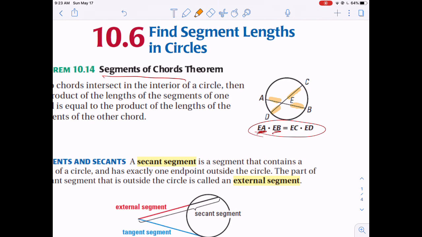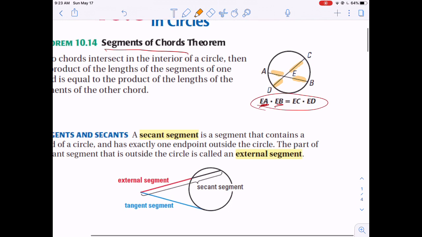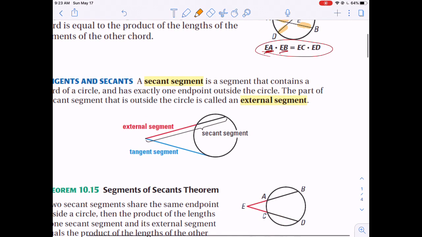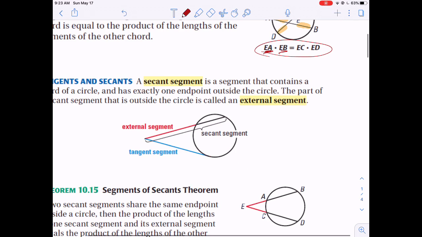So that's chords. The next one's going to deal with secants. In fact, quick review for you. If you remember, a secant is a line that goes through a circle and touches two places. And a tangent is a line or segment that comes along and touches it at one point on the outside. Just a review so as you see the terminology, you know what to do with them.